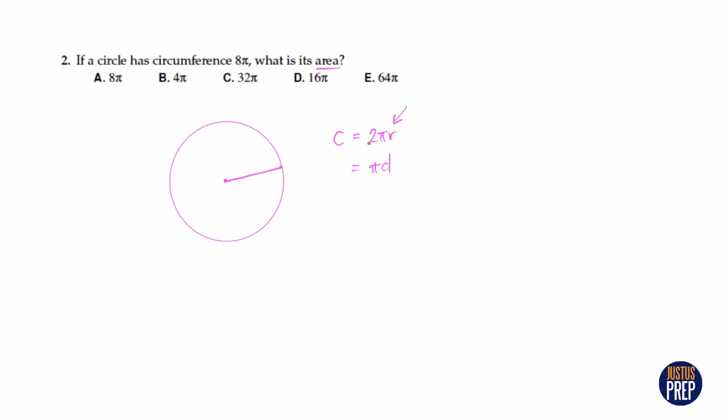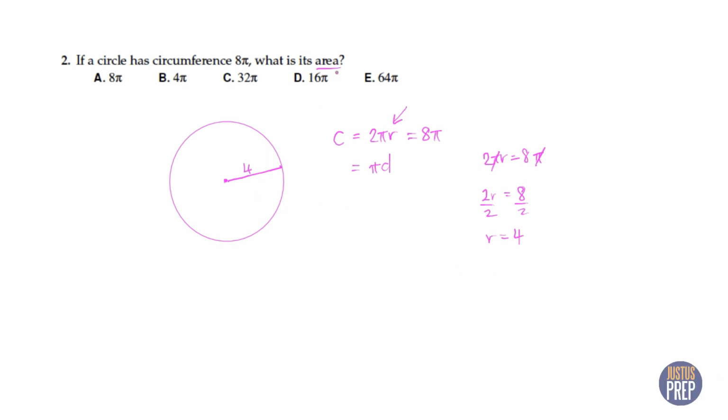So they tell us that the circumference is 8 pi. So we'll just set that equal to 8 pi. So that's 2 pi r equals 8 pi. Let's take this equation, 2 pi r equals 8 pi, and we're gonna solve for r. The pi's will cancel out because I can just divide by pi. So the pi's cancel out, and I get 2r equals 8. Divide by 2, r equals 4. So the radius here is 4.